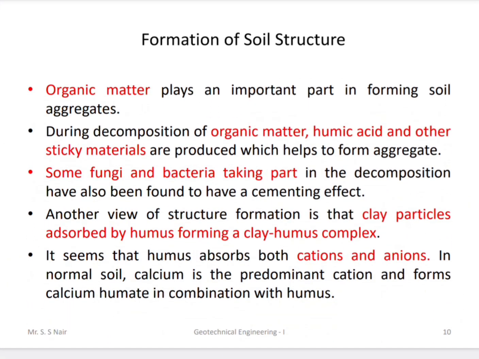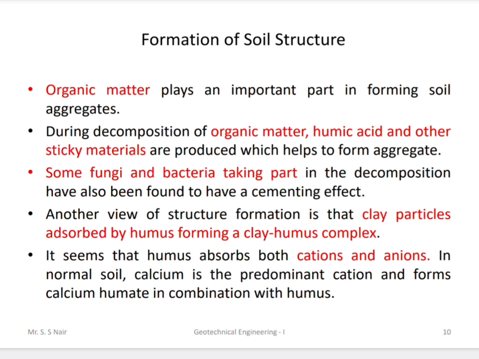Organic matter plays an important role in the formation of soil aggregates. Due to the decomposition of organic matter, humus, humic acid and other sticky materials are produced which help to form aggregates. So decomposition is also a main factor. Another one is fungi and bacteria taking part in the decomposition, which also gives a cementing effect.